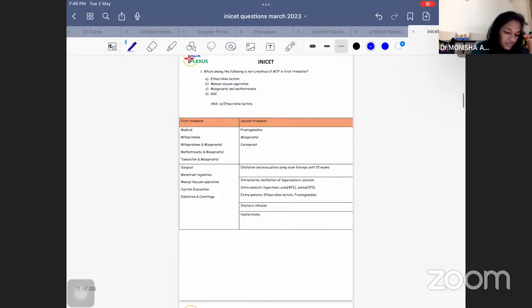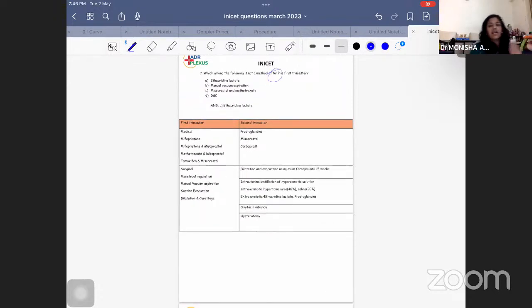Next, we'll start with the MTP. The MTP topic is going to be a very, very important topic. You have to know all the methods, first trimester methods and second trimester methods. What questions were framed previously? Previously also they framed questions on what drugs are used in the first trimester.